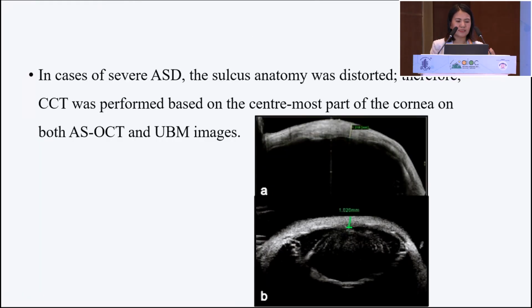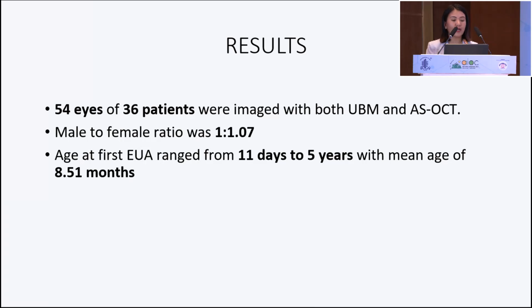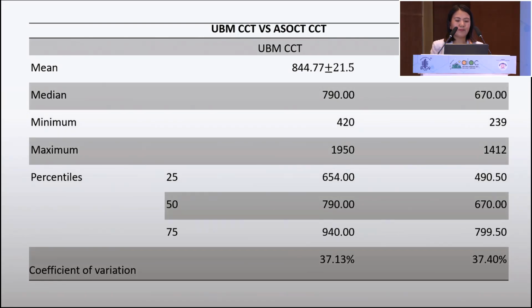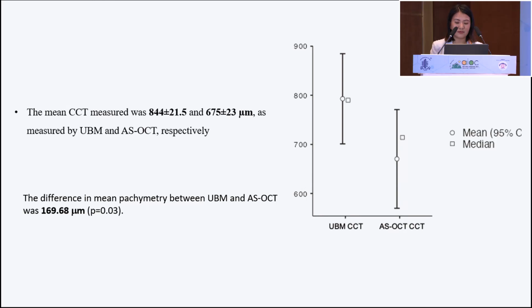In cases which had severe anterior segment dysgenesis, where the sulcus anatomy was distorted, both the images were overlapped together, and the centralmost area was assessed for measuring the CCT. 54 eyes of 36 patients were imaged using both UBM and AS-OCT. Females were more common, and the age group varied from 11 days to 5 years. We found that the mean pachymetry of UBM was higher compared to that of the AS-OCT, which was slightly different from previous studies, maybe because the previous studies were done in adults without any anterior segment dysgenesis.